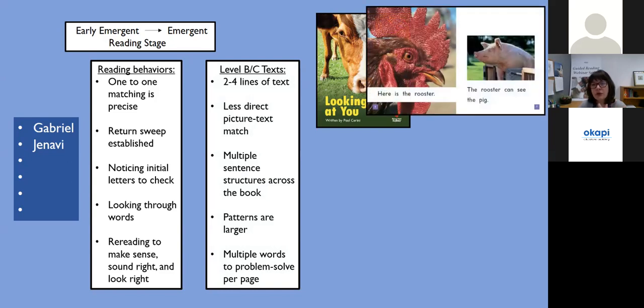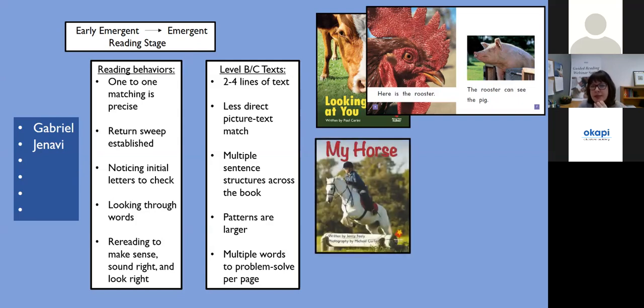And here the reader, again, has to do some checking because the rooster can see the pig. We have a photograph of a pig, but we don't have a photograph of a rooster on that page. It's on the opposite page, on the other side. But it gives us multiple sentences as well, multiple sentence structures across the book. And it does have pattern, but the patterns are longer, or patterns are larger, I'm sorry. So it has a two-page pattern that spreads throughout the book. And there's multiple words on each page to problem solve. So they have to look through the words and really stop and attend to the print.